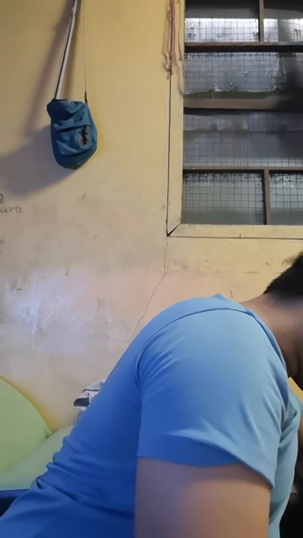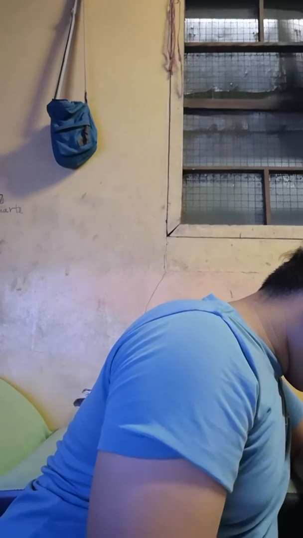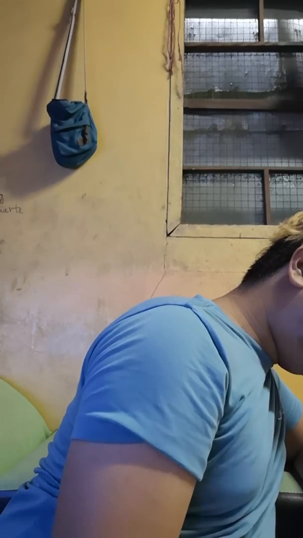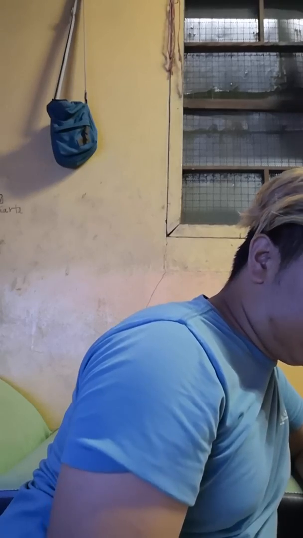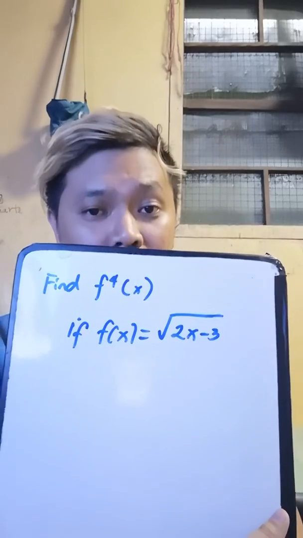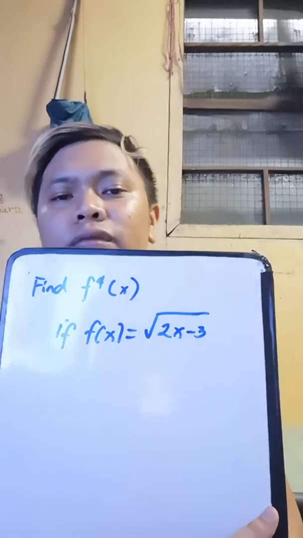So, actually, that's it. I have 2 examples lang naman pagdating sa higher order derivative. As an exercise, try to solve this. Find the fourth derivative of f of x if ang f of x ko ay equal sa 2x minus 3. As an exercise, try to solve this. Find the fourth derivative of f of x if the f of x is equal to the square root of 2x minus 3. That's it.